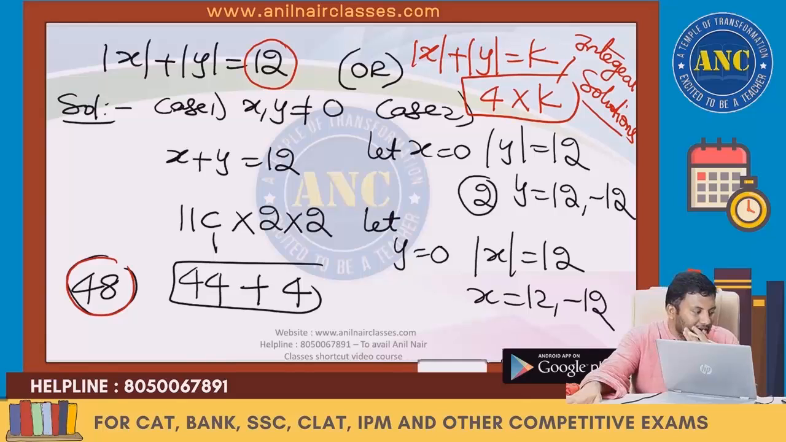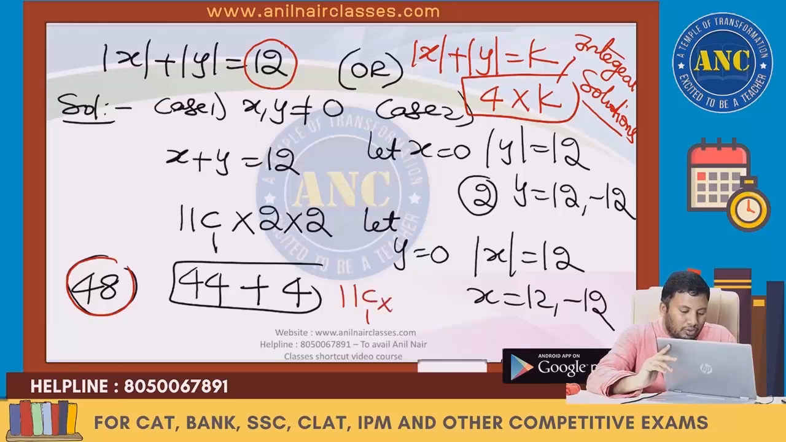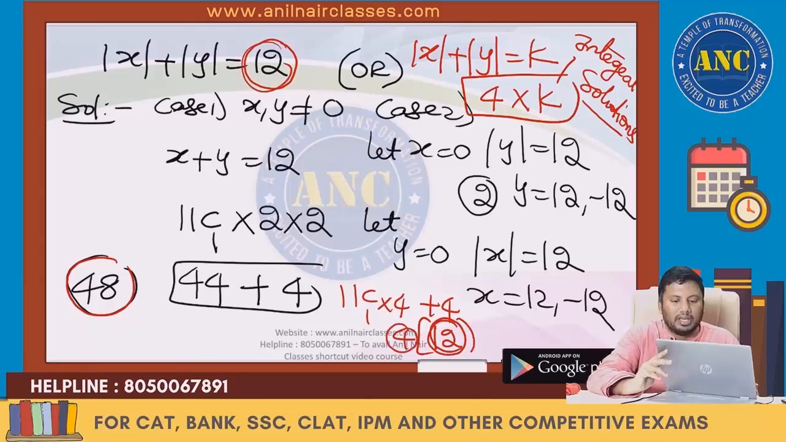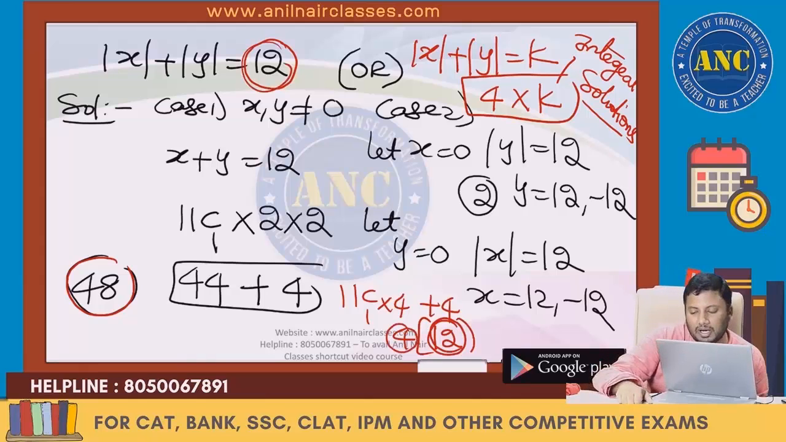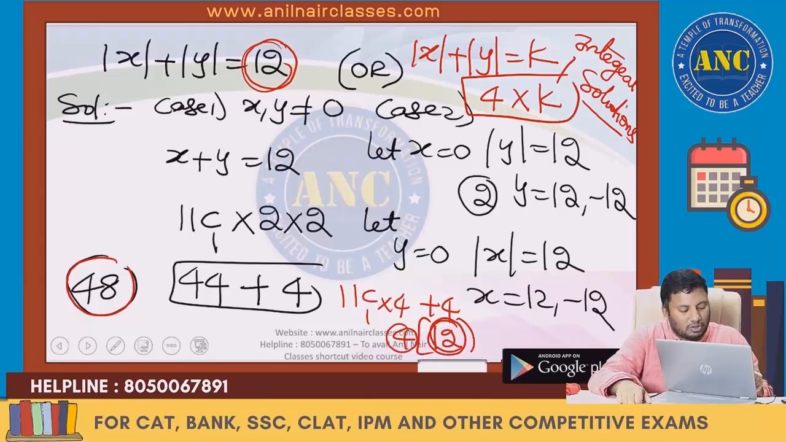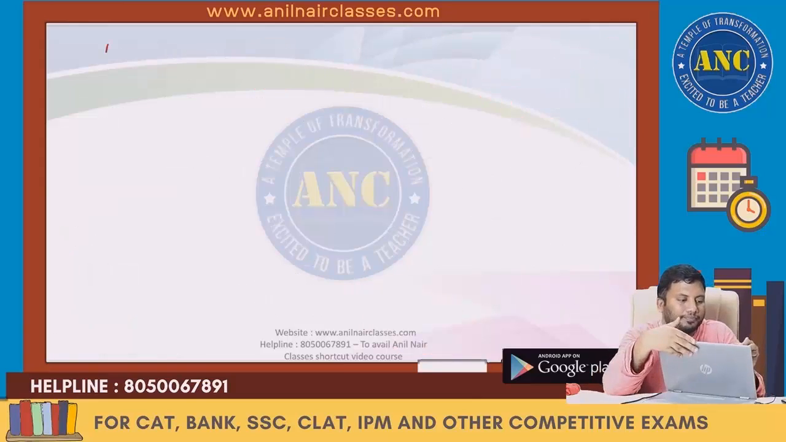Directly you can do it. Sir, from where we got this? Now see here, sir. I got 11c1 into 4. Next also I got 4. If I take 4 common, 11 plus 1 is 12. 12 is nothing but the number 4 into k. Mod x plus mod y equivalent to k, the number of integral solutions is 4 into k. So, mod x plus mod y equivalent to 20.